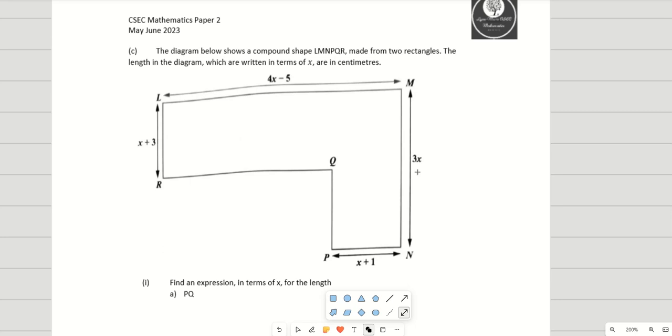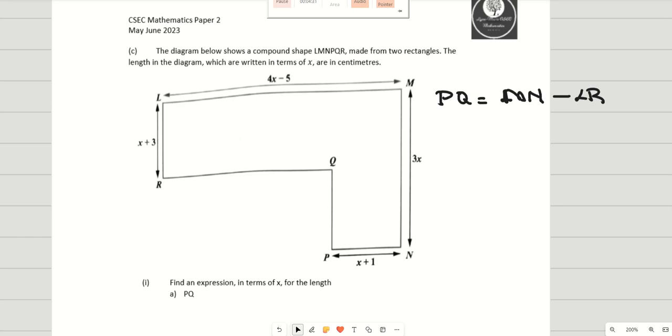MN is part of PQ, right? So you say, okay, we see that MN is part of PQ. And then we also recognize that LR is part of MN. So if you look at this question, you could see that PQ is equal to the total length of MN, or NM, whatever you want to say, minus the length of LR. Are we seeing that?